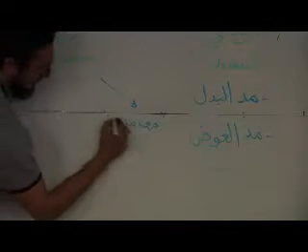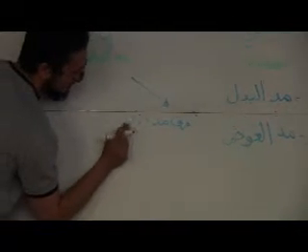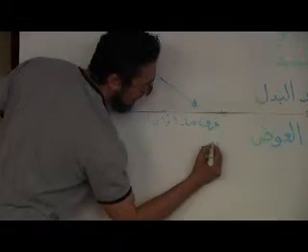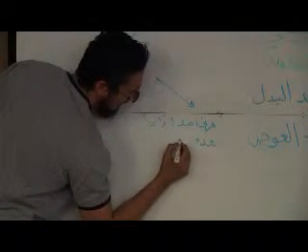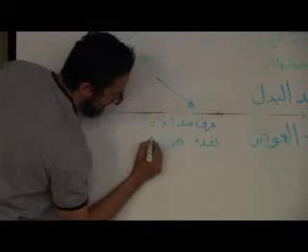harf mad, i.e. waw, alif or ya, بعده همزة. Okay? This is the thing. So it is mad, a letter of extension, waw, alif, or ya, followed by specifically hamza. Okay?